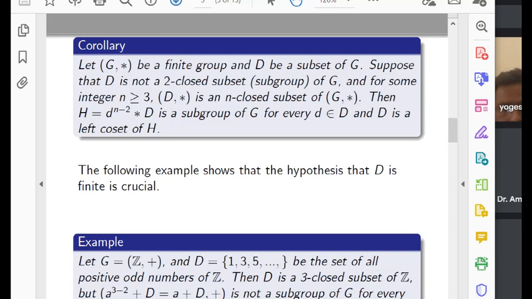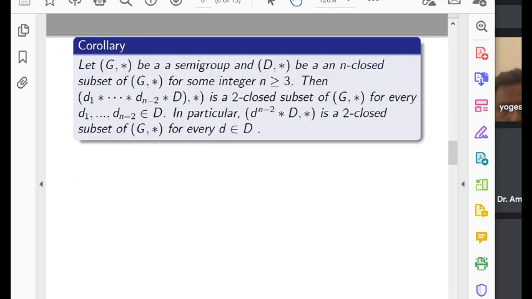Okay? And here also, because I gave a result on a group, in fact, you can talk about subgroups. If you have a semigroup and D is, under the same operation, any closed subset, then this condition D1 star up to Dn minus 2 star D is a closed subset. Okay?